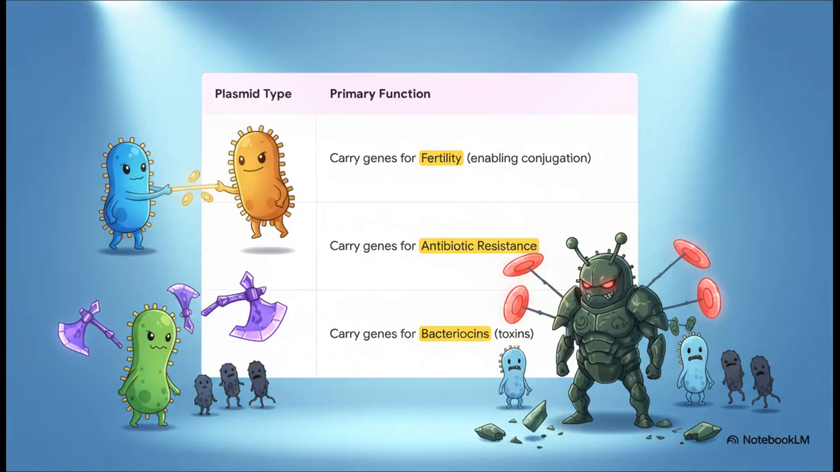And these genetic apps are super specialized. You've got F plasmids, which basically give a bacterium the software it needs to do that handshake, to conjugate. You've got others that make toxins to wipe out the competition. And then you've got the R plasmids. The R stands for resistance, and this is it. This is how it happens. One bacterium develops resistance, packages that gene onto an R plasmid, and then starts sharing that USB drive with all its neighbors. And just like that, a superbug is born.